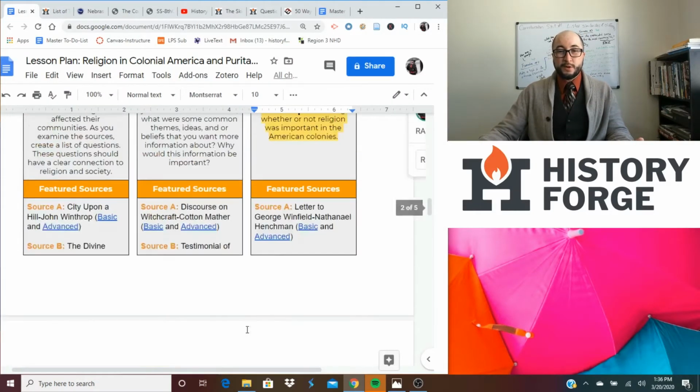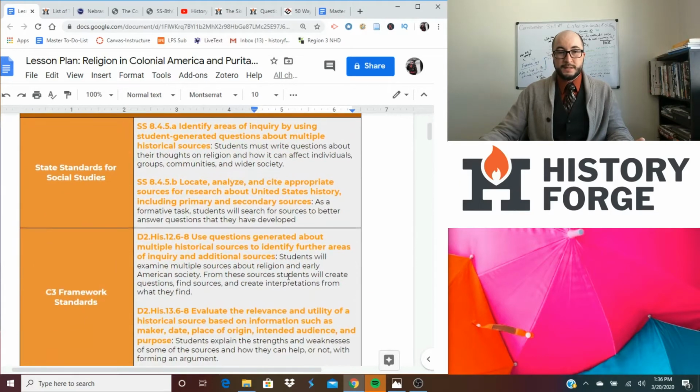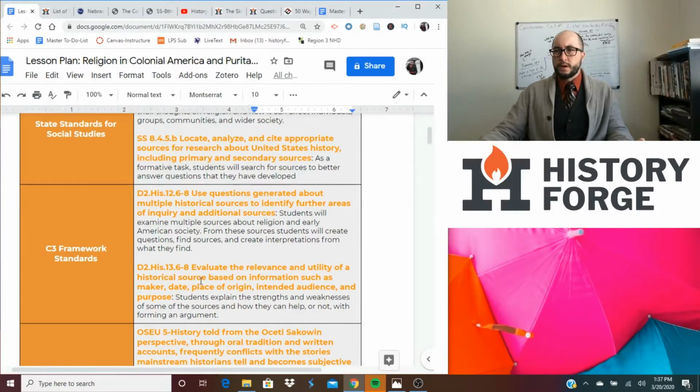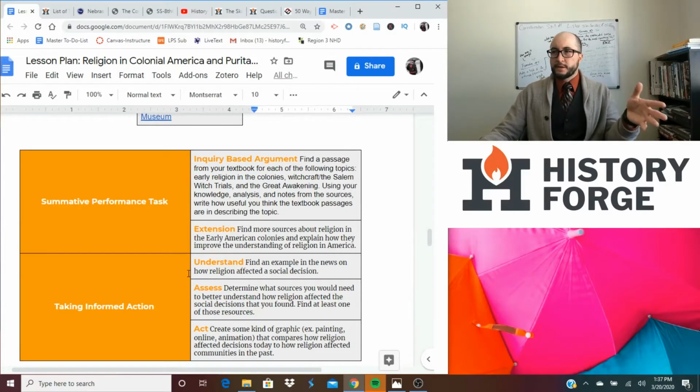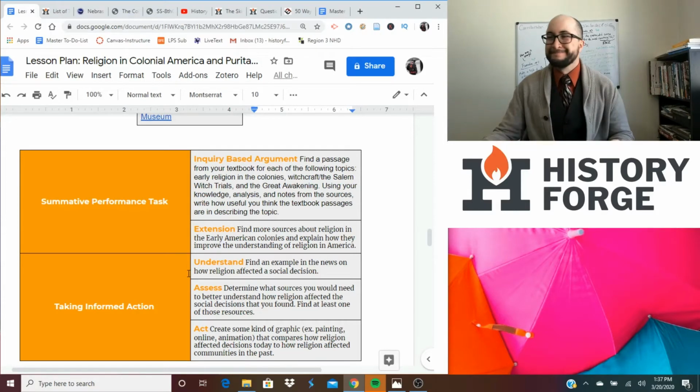Not only that, if I scroll all the way to the top again to my standards, I think one of them talked about that. Yeah, right here, this one. Evaluate the relevance and utility of a historical source. So basically describing whether it's useful or not. So it matches our theme, it matches our topic, it matches our standards. This is a very well formed lesson, if I do say so myself.